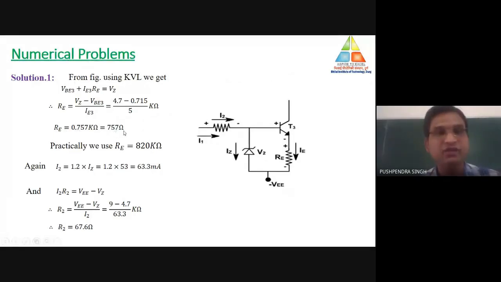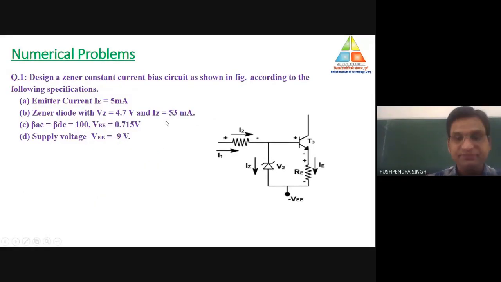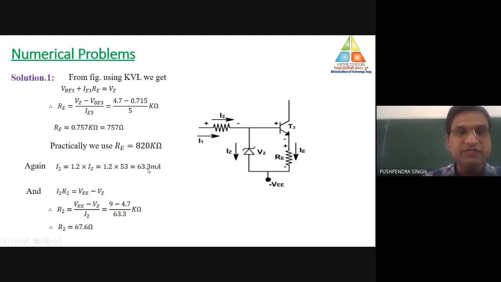So RE is equal to 757 ohm, or it can be written as, it's actually 820 ohm. Practically we use RE equal to 820 ohm, not kilo ohm, it's 820 ohm. Then again, what is the value of I2? The relationship between I2 and Iz is I2 equal to 1.2 times Iz. What is Iz? Iz is given as 53 milliampere. Now substitute the value of Iz, 53. From there, the value of I2 is 63.3 milliampere.